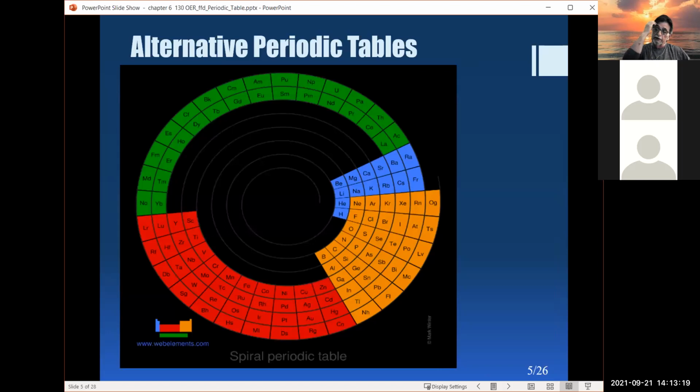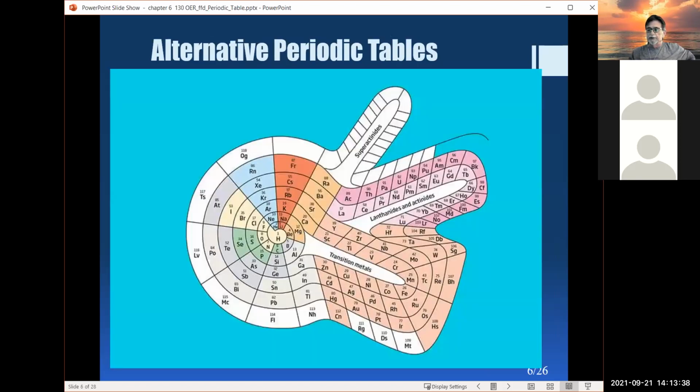There have been different types of periodic tables. Here's an alternative, a circular one that puts everything in a different perspective. It's kind of hard to read this one here, but there are some advantages and some disadvantages to a circular periodic table. Obviously, I prefer the one we're used to, but that's simply because I'm more familiar with it.